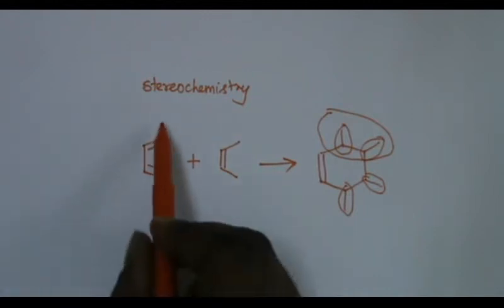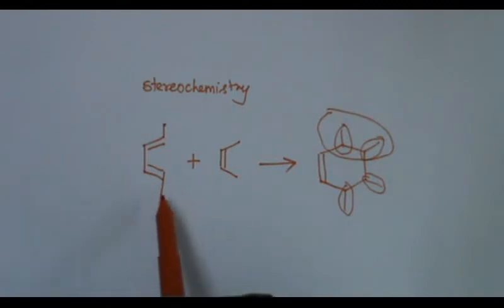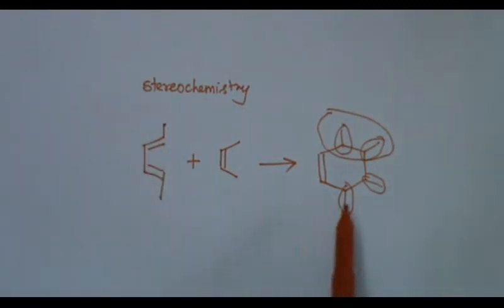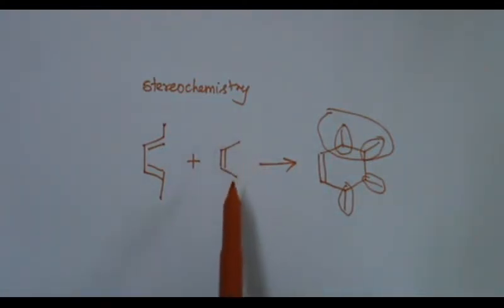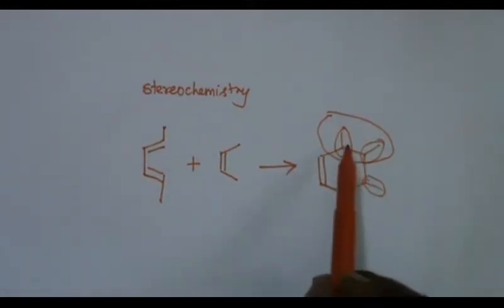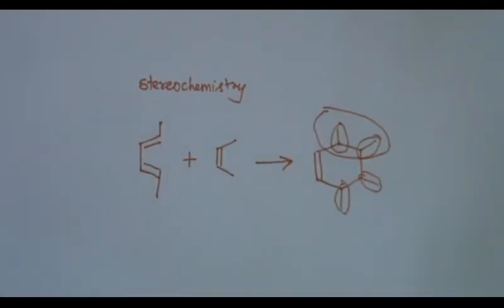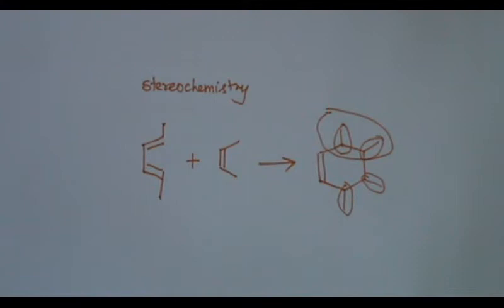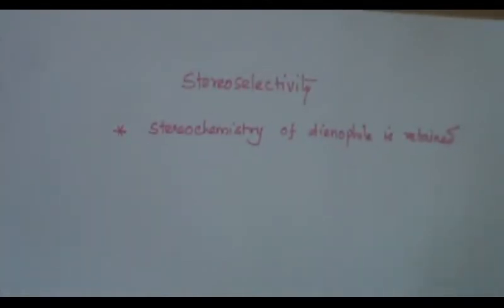First one, what is the relation between these two substituents of the diene in the product? What will be the relation between the substituents of the dienophile in the product? And what will be the relation between the substituent of diene and dienophile? So there are 3 possibilities we are going to discuss now. First one, it is the stereochemistry of substituents in the dienophile.